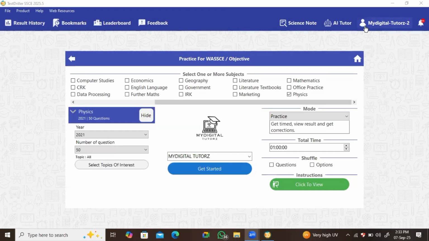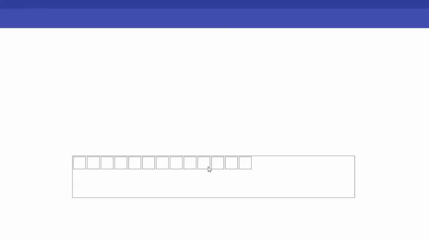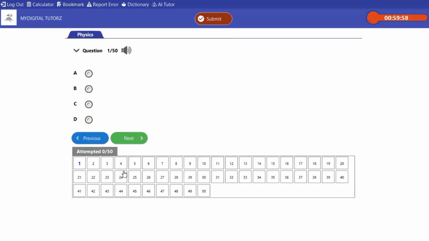Here we are going to continue from where we stopped on the 2021 GCE past question solution series on physics. So let's practice together. In our previous class, we stopped at question 20. So we're going to continue from there.